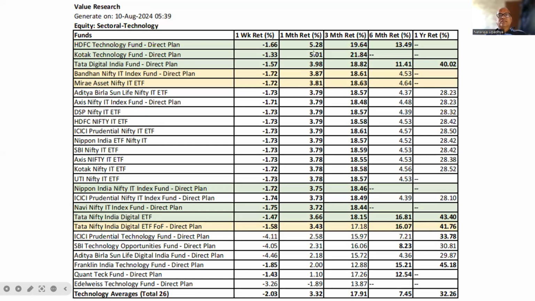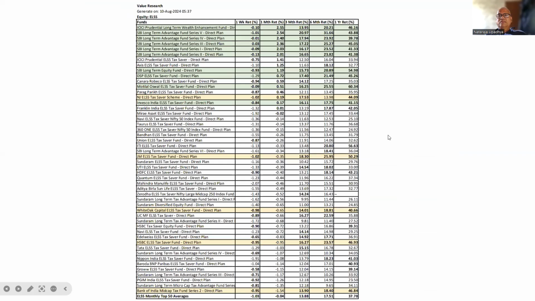The best monthly return came from HDFC Technology Fund at 5.28%. The least came from Tata Nifty India Digital Fund at 3.66%. The highest annual return among the green ones came from Tata Nifty India Digital Fund at 43.40%. So next fund type is ELSS funds.